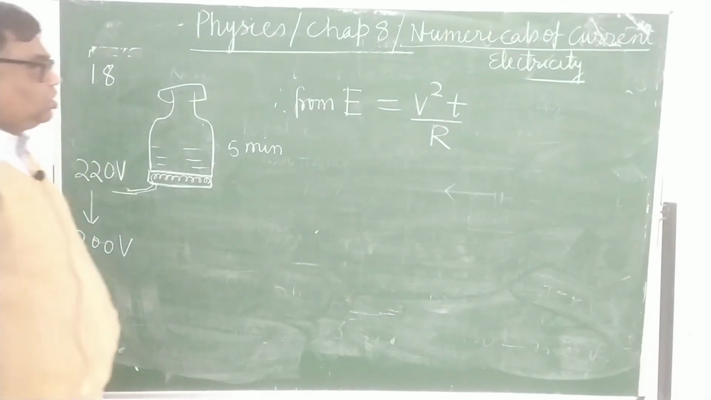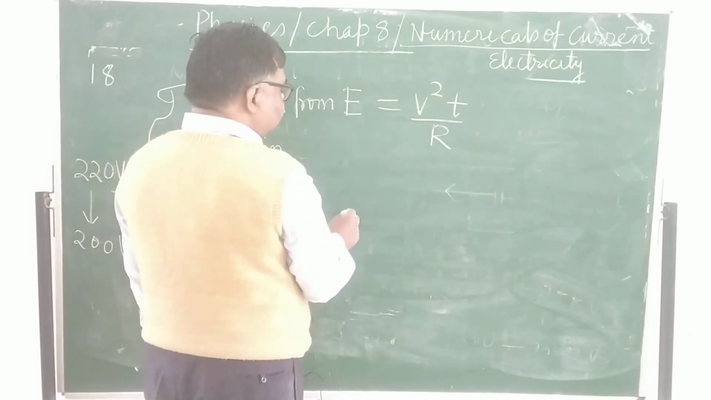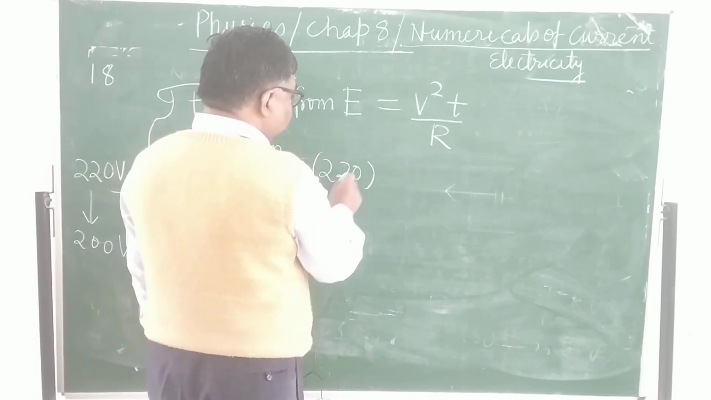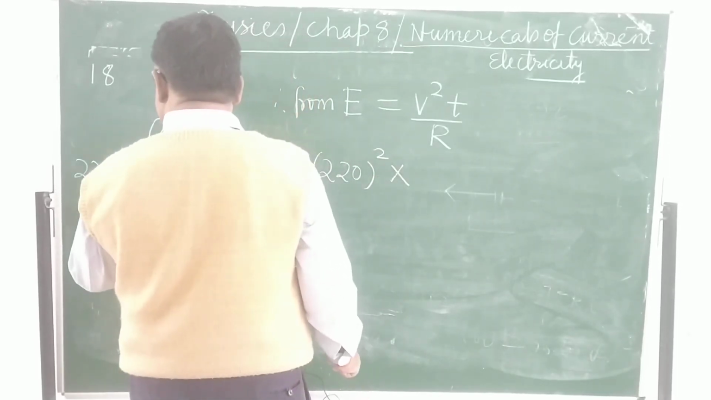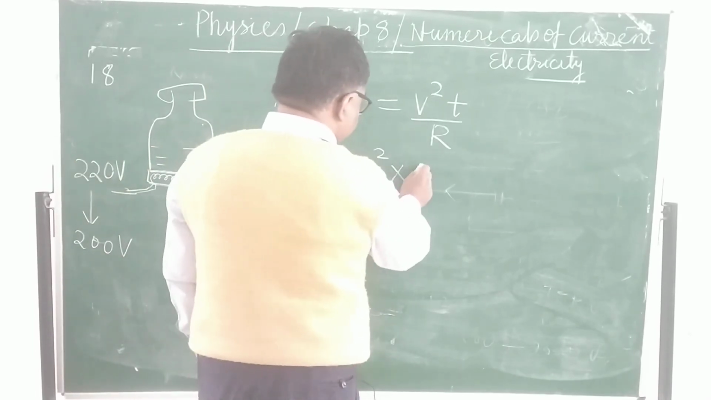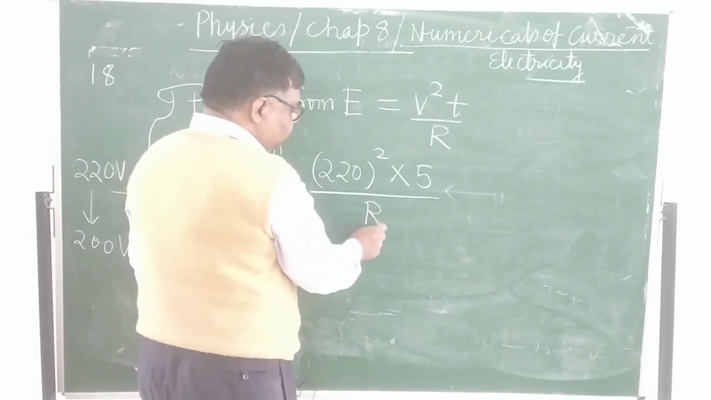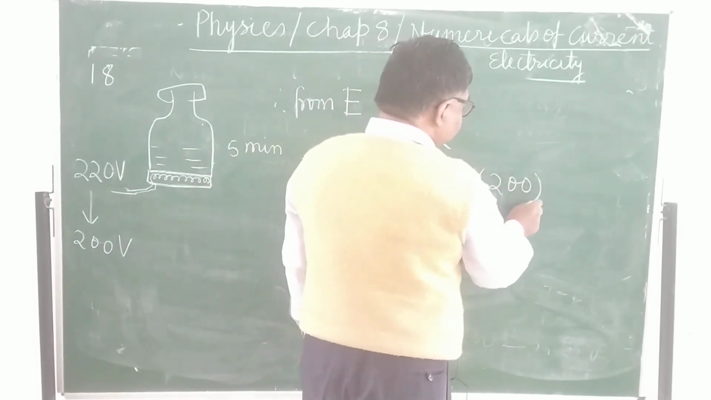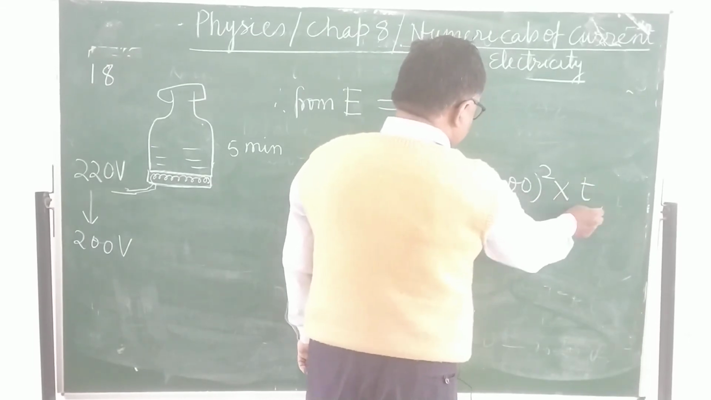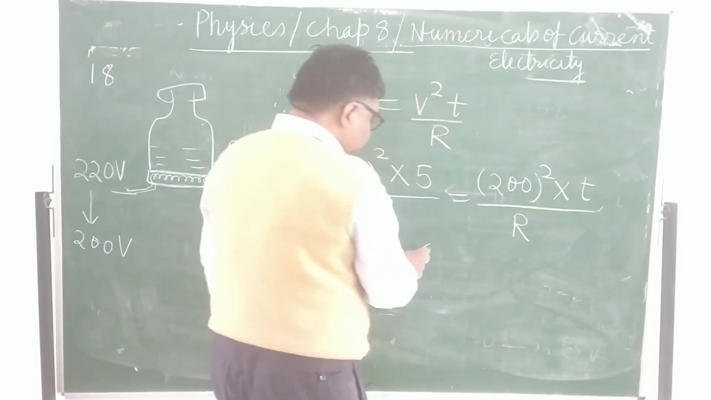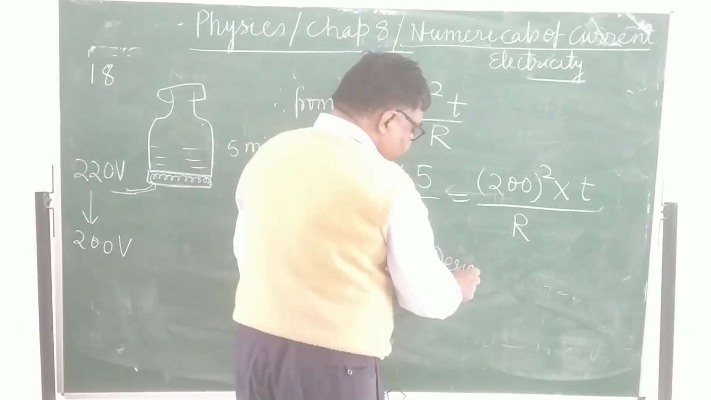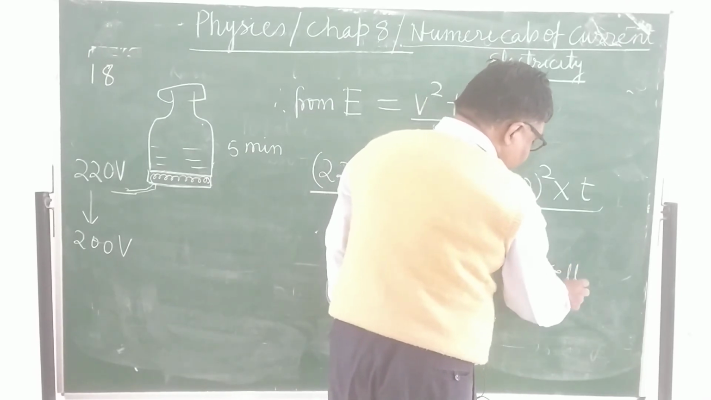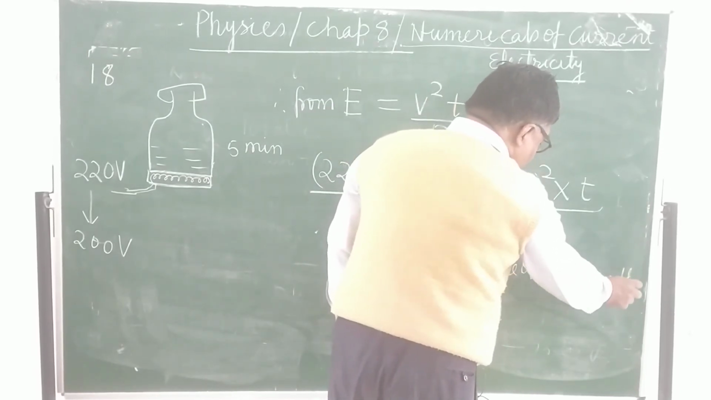It is clear? So see here, in the first case, what is V? V is given 220 whole square. What is T? T is given 5 minutes. Resistance is same. You can write here in the bracket that resistance will remain same. Resistance of kettle will remain unaffected.